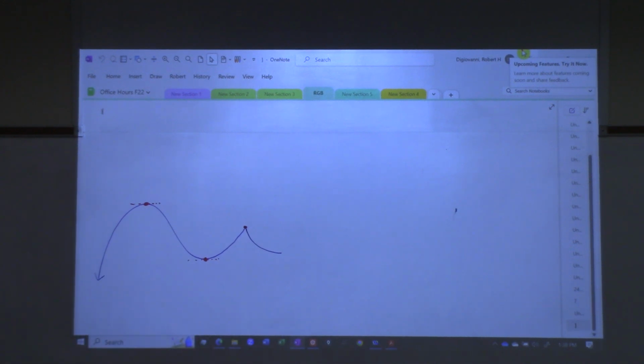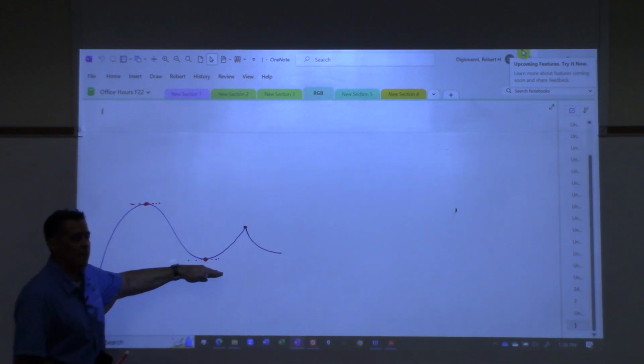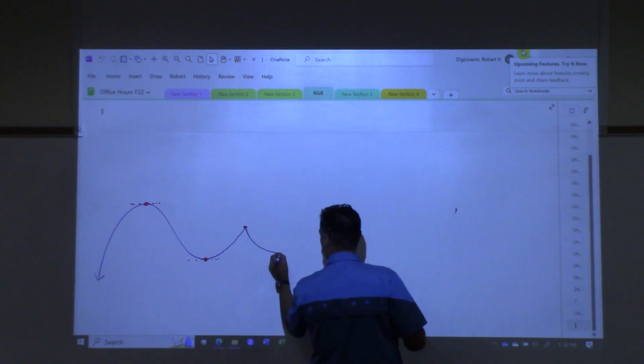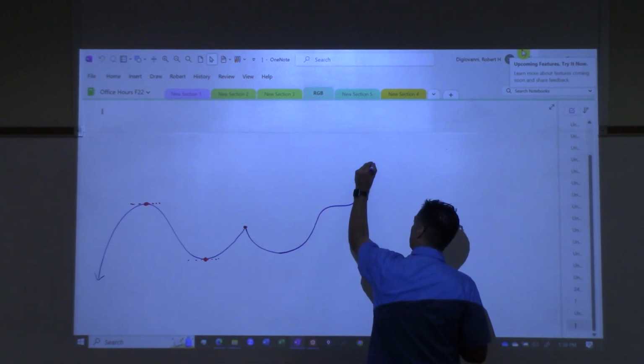Fermat's theorem says if you have a local max or a local minimum, the theorem guarantees that the derivative either is 0 there or it doesn't exist, one or the other. Okay? Now you have to be careful with this. Watch this. This one is the one that makes people get confused.